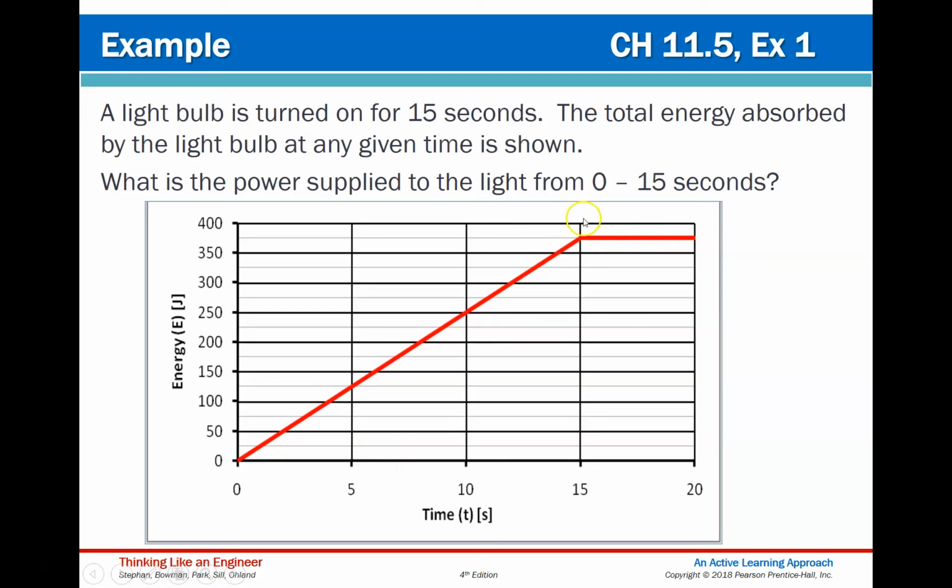So from 0 to 15, the way that you figure out that integral of the energy is you take the 375 and you subtract off the initial at 0. Does everybody see that the y-intercept right here is down there is 0, 0? And you take the 15 minus 0, and you end up getting 25 joules per second, which we know is a watt. Exactly. So we have 25 watts of total energy absorbed by this light bulb. Okay?